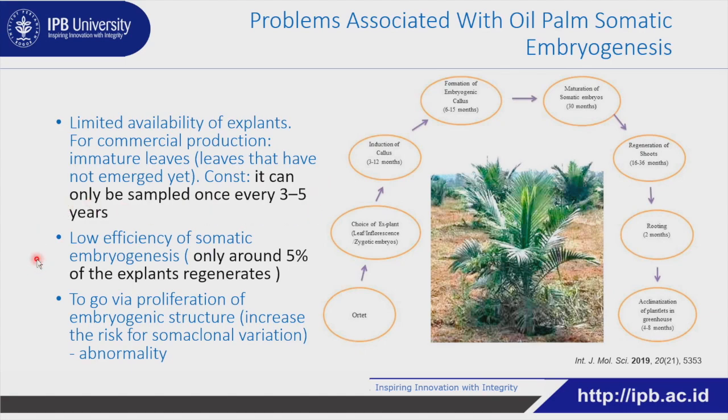And going via proliferation of embryogenic structures needs a long time, and the material will be exposed to chemicals and also artificial light, for instance. So the risk of somaclonal variation is also high. It can lead to abnormality.